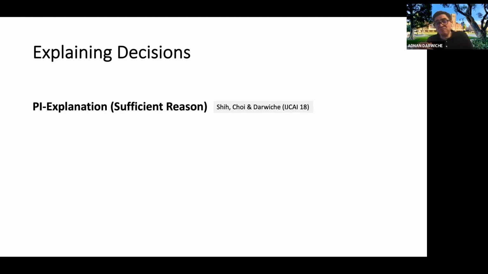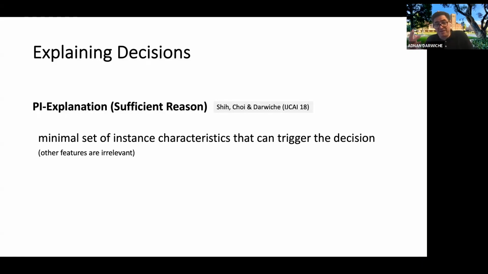So you say, what is the PI explanation? Basically, what I do is I find the culprit behind that decision. It's a minimal set of instance characteristics that can trigger the decision. An instance can have 100 features. We call a characteristic the value of a feature. Someone's income is high, that's a characteristic. Income is a feature. Income being high is a characteristic.